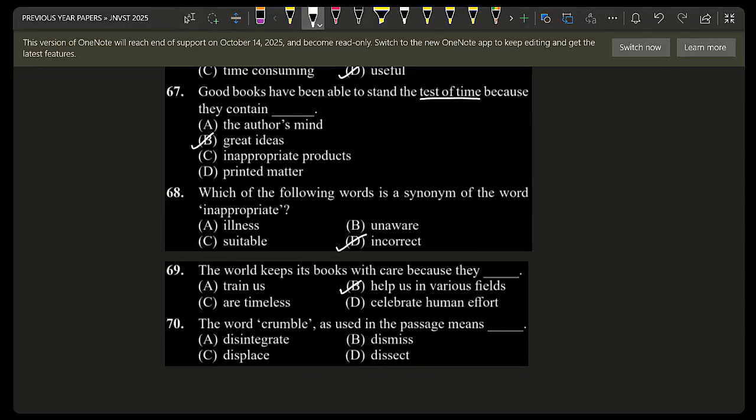70. The word crumble as used in the passage means what? Disintegrate, dismiss, displace, and dissect. Crumble means getting destructed or vanished, getting some damage. That is nothing but disintegrate. Crumble means disintegrate. Option A.